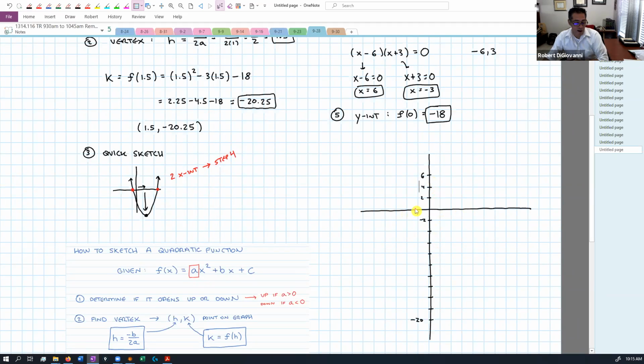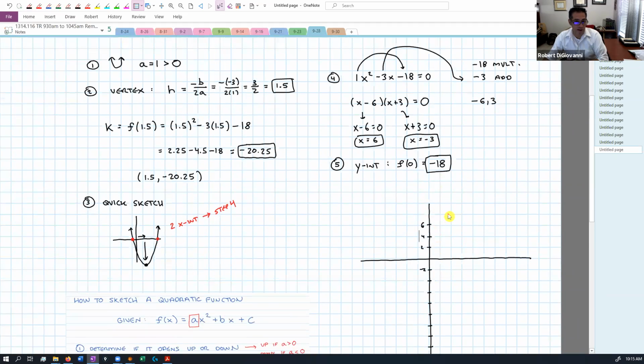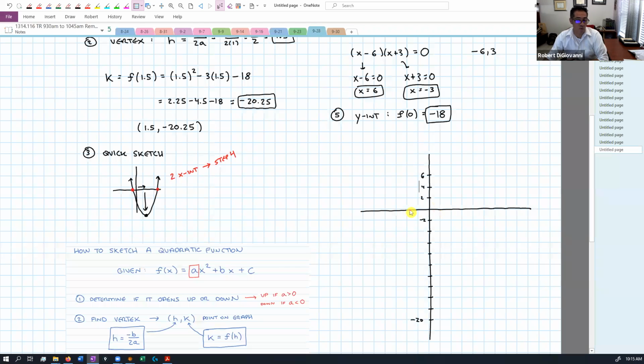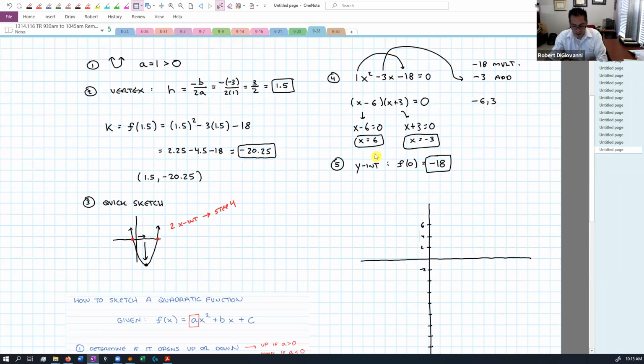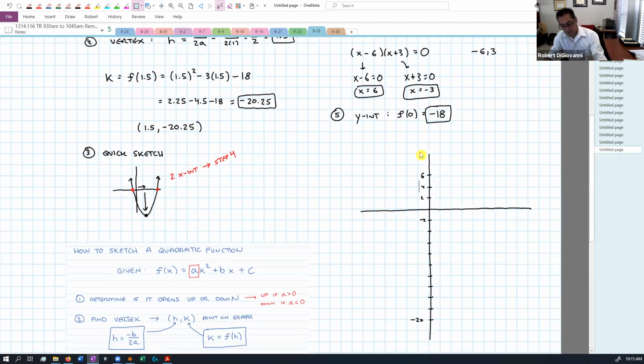Now, when I go left and right, I do not have to count by twos. I can count by ones or however I want to count. So your up and down scale has to be the same, but your left and right can be different than your up and down. Does that make sense? Okay, so for my x-intercepts at 6 and -3, I'm just going to count by ones. So 1, 2, 3, 4, 5, here's 6. Then 1, 2, 3, I'll just go over here.